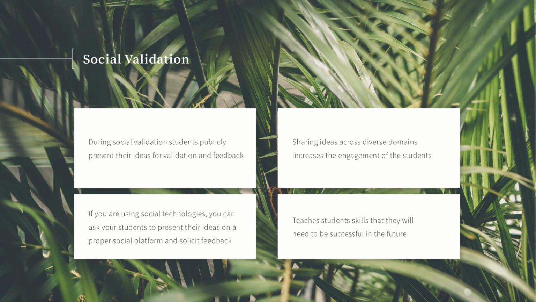Social validation is the students' opportunity to improve their learning. Social validation occurs after social experimentation when students publicly present their ideas for validation and feedback. Your students publicly present their final solutions and solicit feedback from the teacher, other students, community members, or experts in the field. Have your students share their solutions with external individuals.